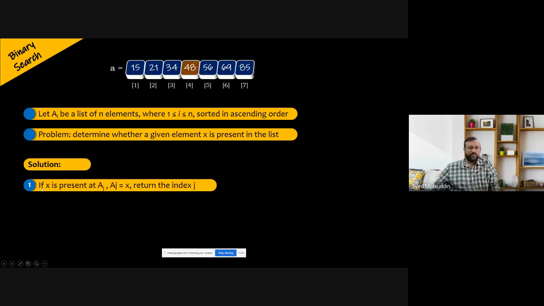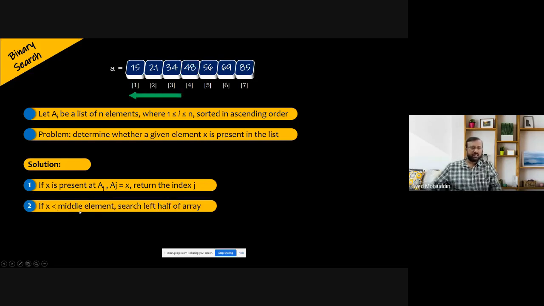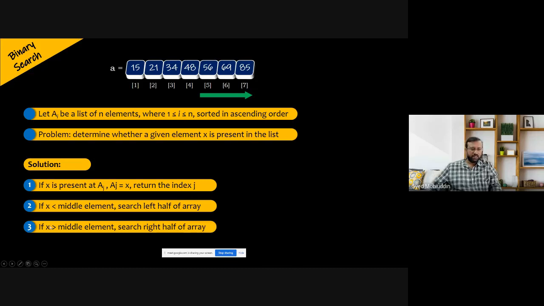Solution would be, if X is present at A of j, that means A of j is equal to X, then we return the jth index, that is, at this place it is found. That is what we are checking, A of mid equal to X. Now if X is less than the middle element or mid index, then search the left half of the array. Else, if X is greater than the mid element, search the right half of the array. So this is how a binary search is formally defined, with the problem as well as its solution.